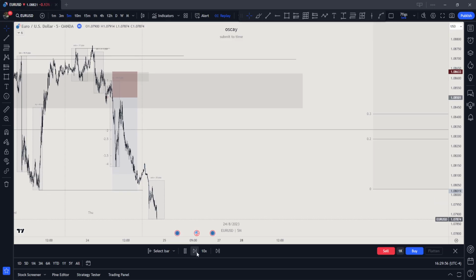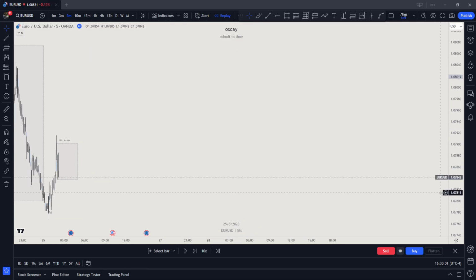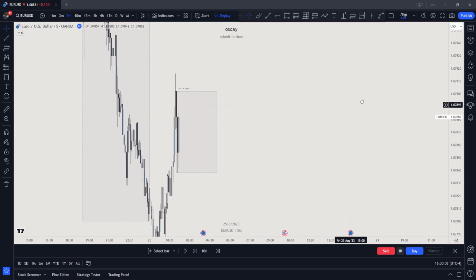Asia dropped. Continues. This is an M15 breaker pattern right here.